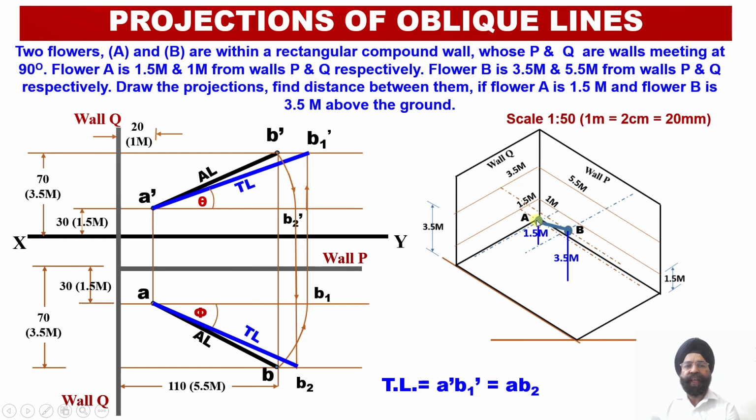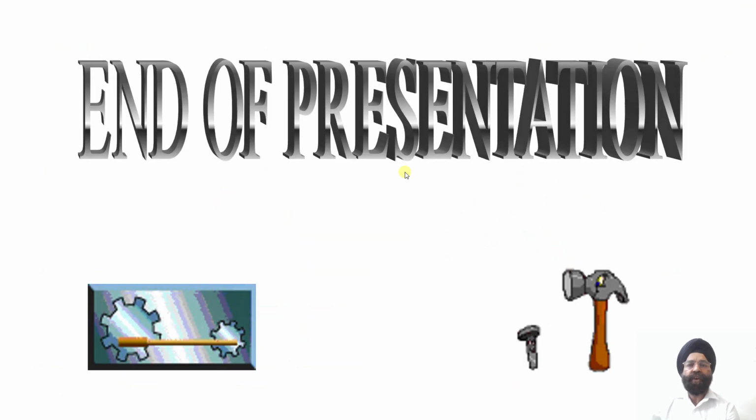These are going to represent two flowers, flower A and flower B, for which the coordinate locations were provided to us earlier. This way we have been able to convert the real life situation into the orthographic projections of the oblique lines, and we have been able to represent graphically the true length of the line in the front view as well as in the top view, and also evaluated the true inclinations of this true length with respect to the two reference planes. So this is all for today.